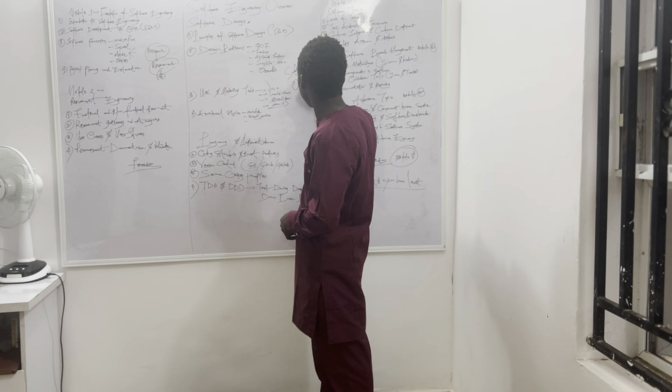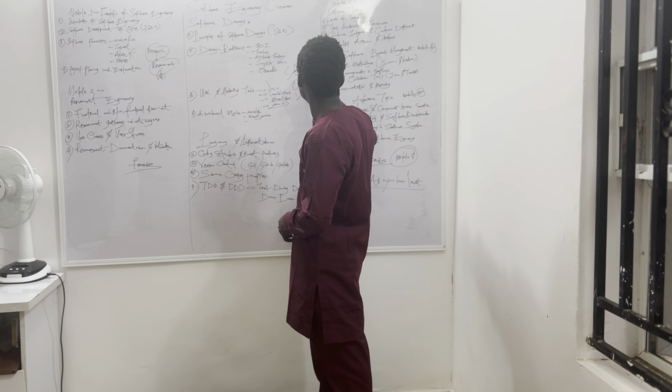Then O means open closed principle. Then the L means Liskov's substitution principle. And then we have the I. The I means interface segregation. And we have the D. The D means dependency inversion.